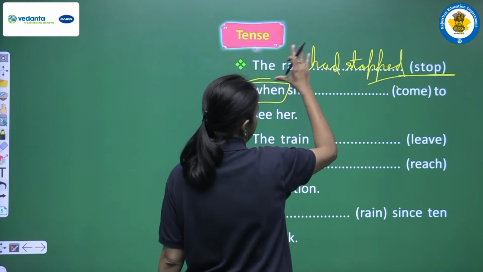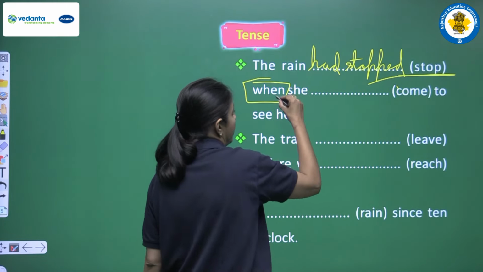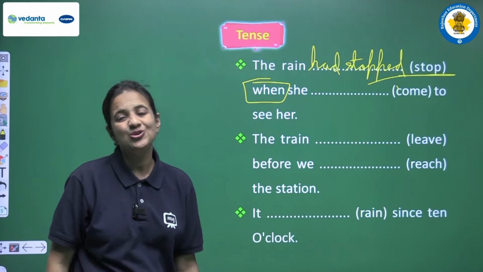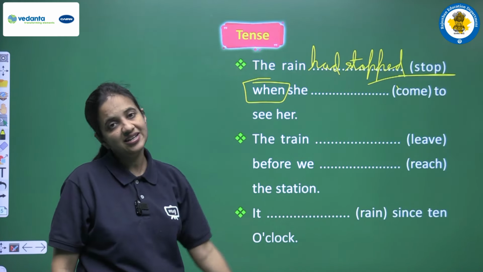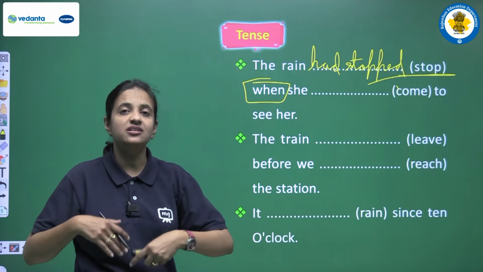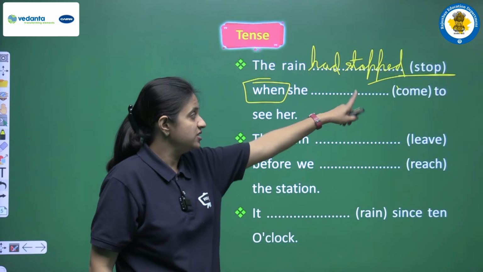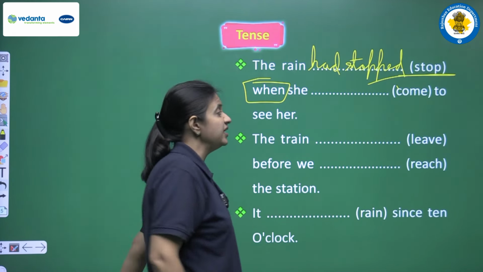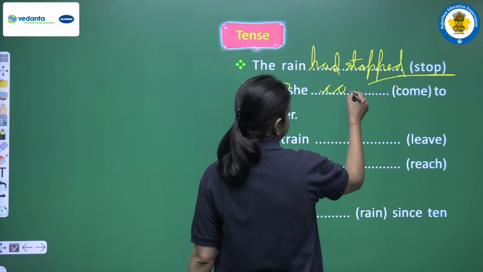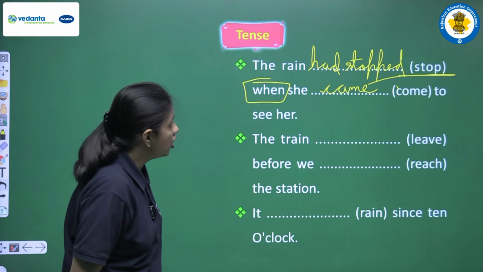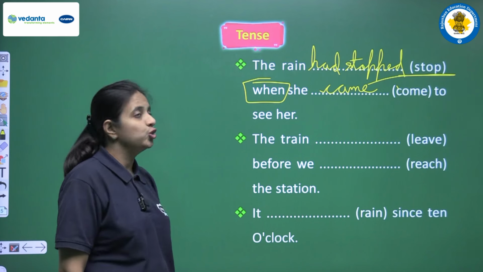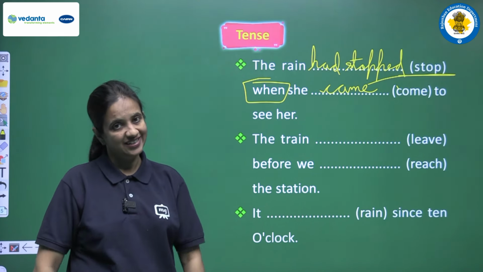So this is: the rain had stopped when she... So now we have to use past simple, and we are having again a positive sentence. Positive sentence means second form of the verb. So second form of come will be came. And the complete sentence will be: the rain had stopped when she came to see her. Clear?